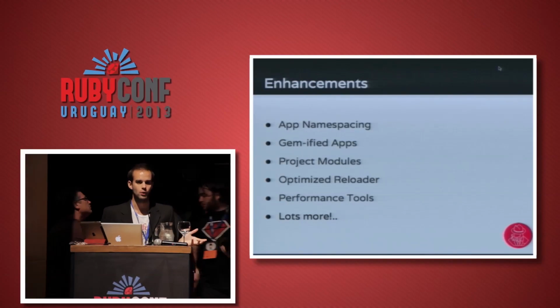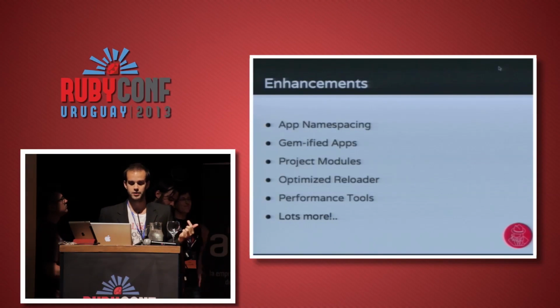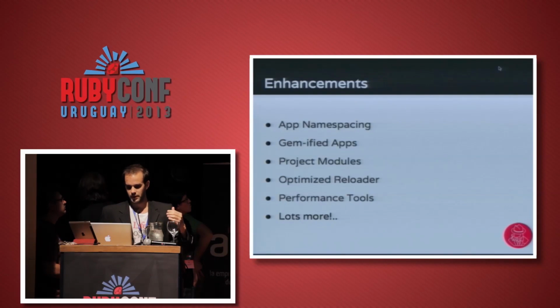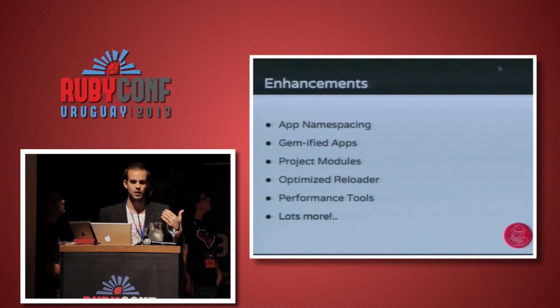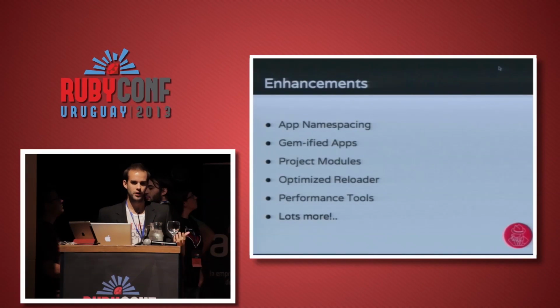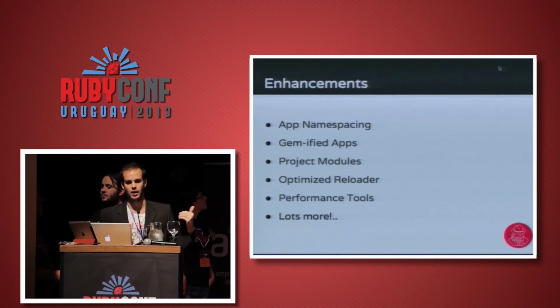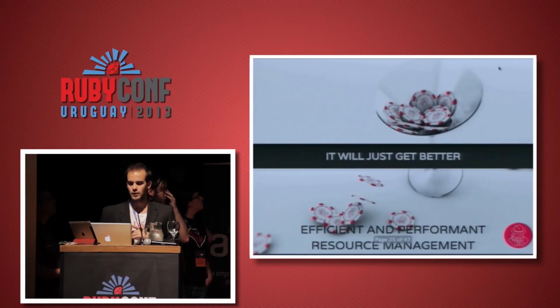The app namespacing: when you generate an app, you have a module and you can choose how it's called. And this allows us to do applications that are gemified, and then you can use Bundler and put them anywhere. And this is strongly linked to project modules. And then another feature is that we started to have performance tools. You have memory measurement tools, loading one gem or the other. You can see how much this is loading your app. And this is one of the things that we care about in Padrino.